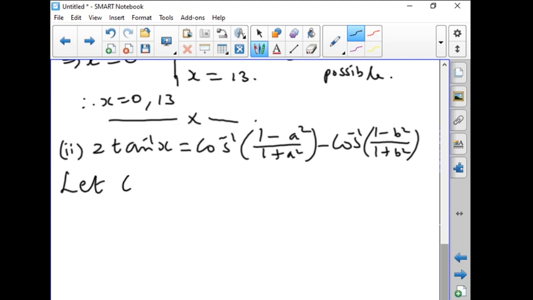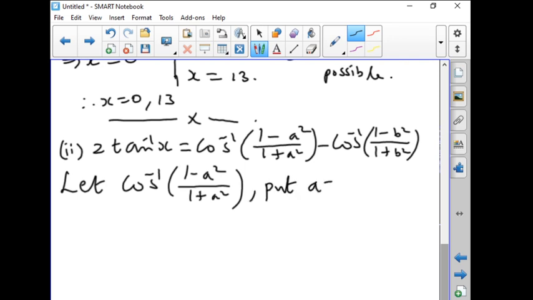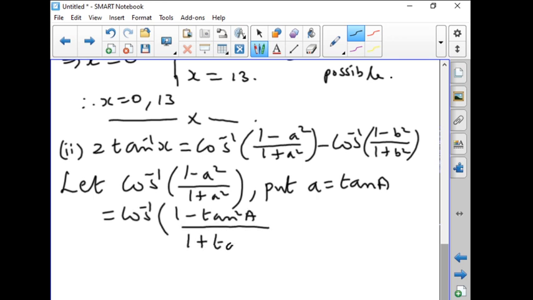So, let us consider cos inverse of (1 minus a square) by (1 plus a square) first. Here you put small a is equal to tan capital A. So, what does this become now? Cos inverse of (1 minus tan square A) by (1 plus tan square A).